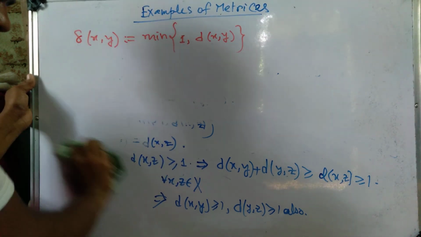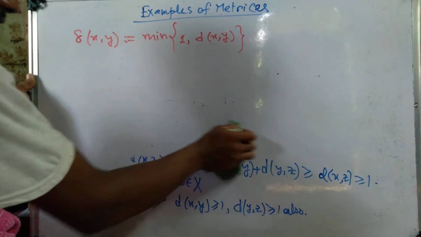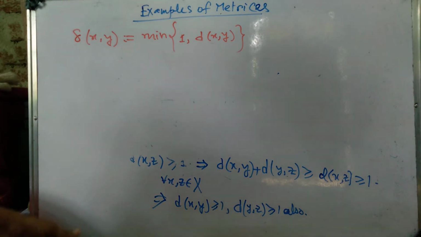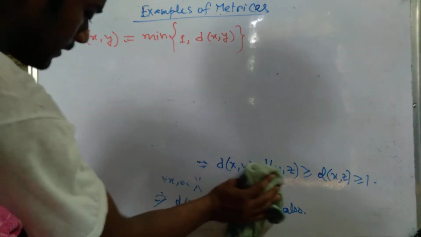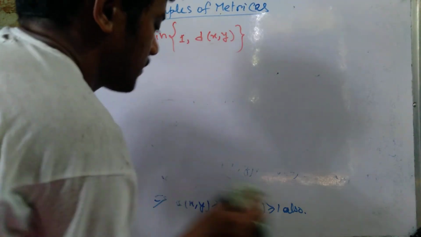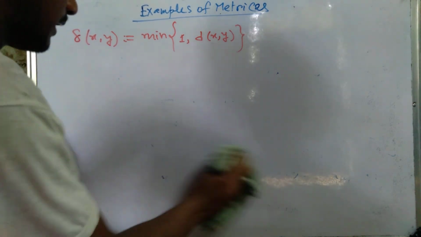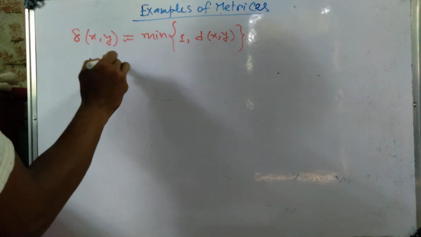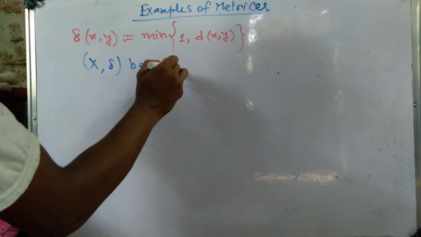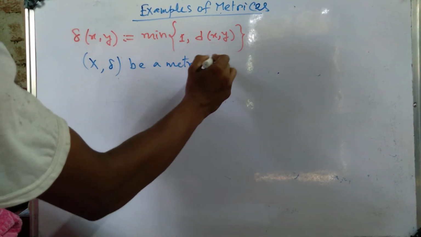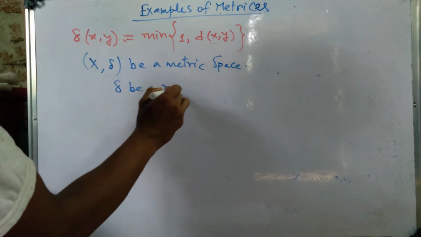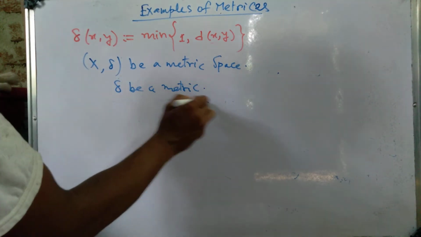So we write it now, delta is a metric and X, delta is a metric space. So we handled three important examples. Now X, delta is a metric space and delta is a metric. So today we stop now.